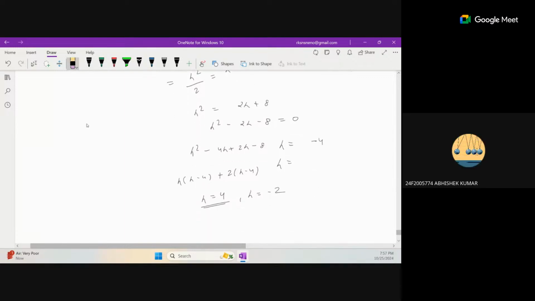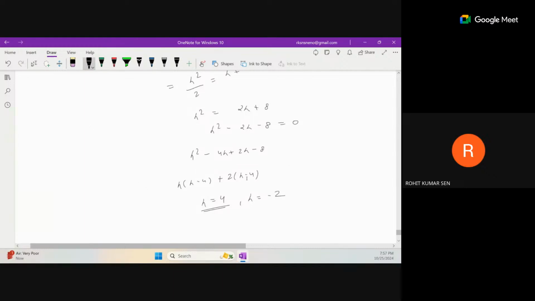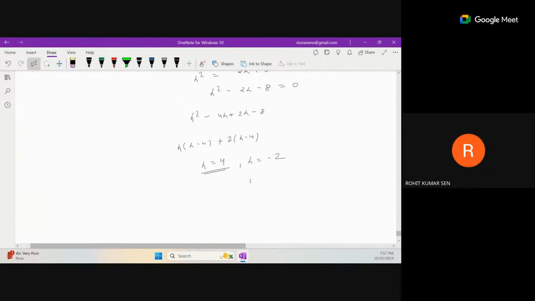Yes, sir, right. So see, lambda cannot be 0, lambda cannot be -2. The possible value of lambda can be 4, because it is a Poisson distribution and lambda is greater than 0. So my possible value of lambda is 4.